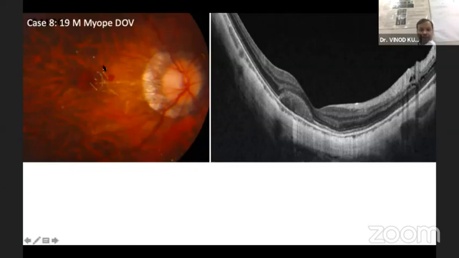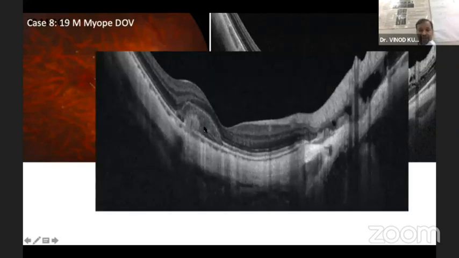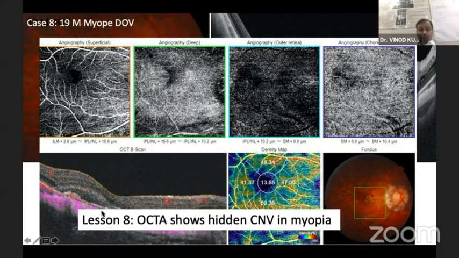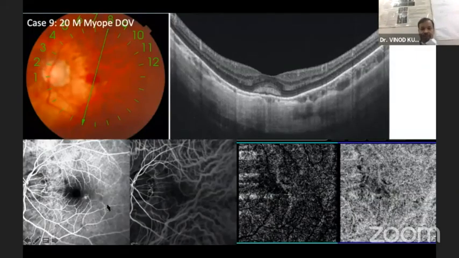Now this is another myopic patient. You see subretinal hemorrhage over here, and if you look carefully at the OCT picture, there is some localized hyperreflectivity within this subretinal bleed. On the OCTA scans, you can see flow in this particular lesion, suggesting that this subretinal bleed is because of the CNVM, and it is not a coin hemorrhage. So OCTA can help us show hidden CNVMs in patients with myopia.